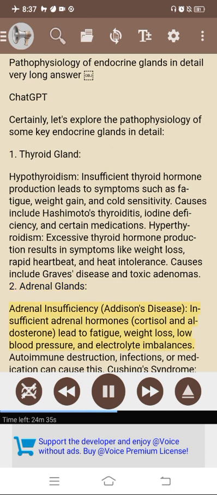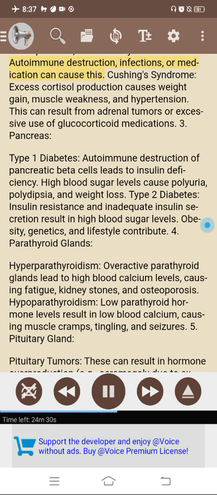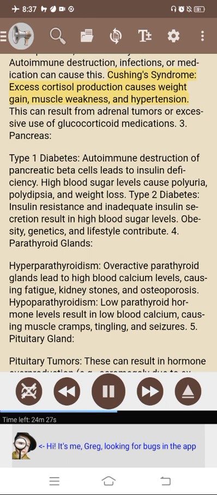2. Adrenal glands. Adrenal insufficiency. Addison's disease. Insufficient adrenal hormones, cortisol and aldosterone, lead to fatigue, weight loss, low blood pressure, and electrolyte imbalances. Autoimmune destruction, infections, or medication can cause this. Cushing's syndrome. Excess cortisol production causes weight gain, muscle weakness, and hypertension. This can result from adrenal tumors or excessive use of glucocorticoid medications.